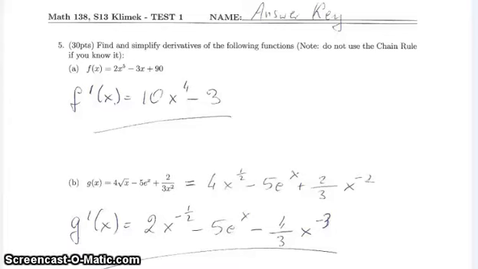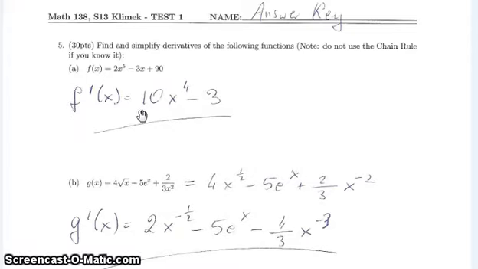Part 2 of Math 138, Test 1. Problem 5. Find and simplify the derivatives of the following functions. Note, do not use chain rule if you know it. If you don't know the chain rule, then there is no risk that you will use it, so just ignore this comment. Part A. F of x is equal to 2x to the fifth minus 3x plus 90.